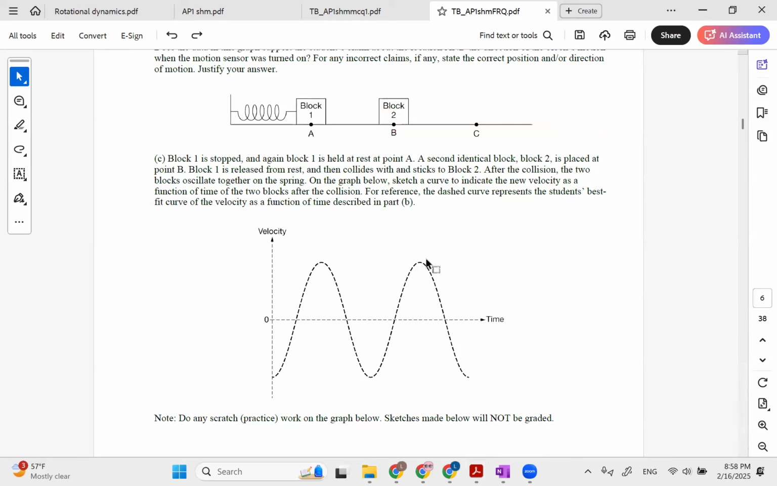Block 1 is stopped, and again block 1 is held at rest at point A. A second identical block, block 2, is placed at point B. Block 1 is released from rest, and then collides with and sticks to block 2. After the collision, the two blocks oscillate together on the spring. On the graph below, sketch a curve to indicate the new velocity as a function of time of the two blocks after the collision. For reference, the dashed curve represents the student's best fit curve of the velocity as a function of time, described in part B.